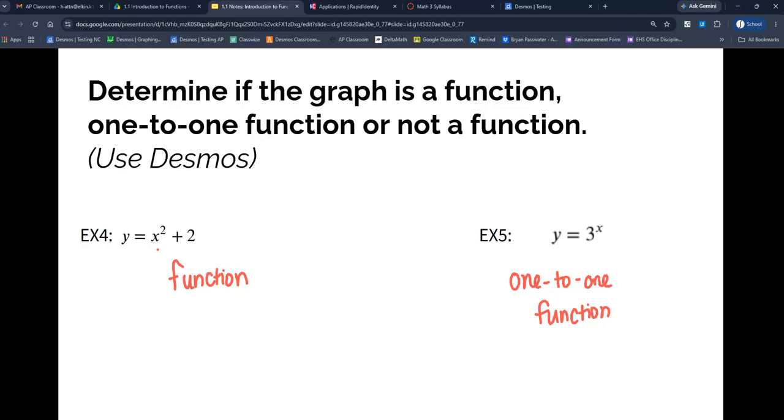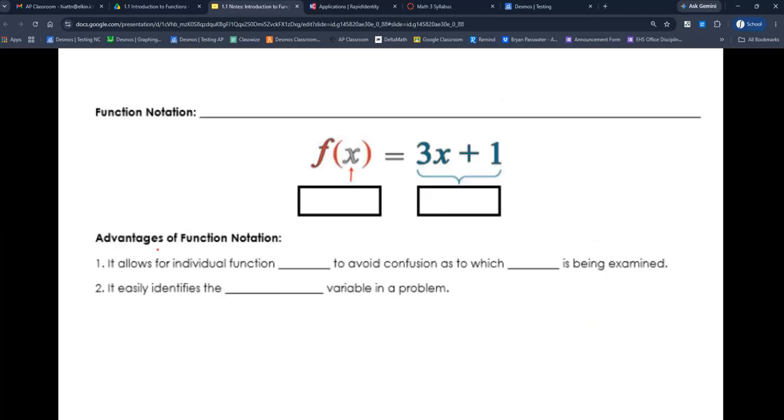All right. So let's move on to some function notation. Function notation is really important to understand because it helps us discuss algebraic topics at a higher level. There are 2 advantages of function notation that I have listed here. Number 1, it allows for individual function names to avoid confusion as to which function is being examined.